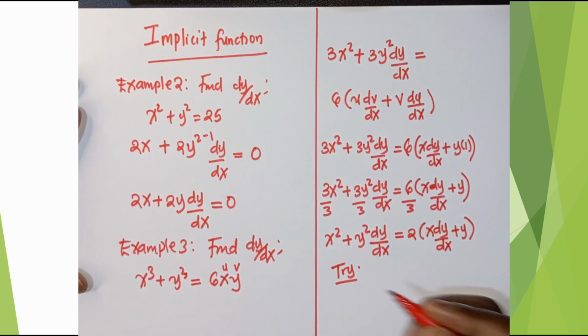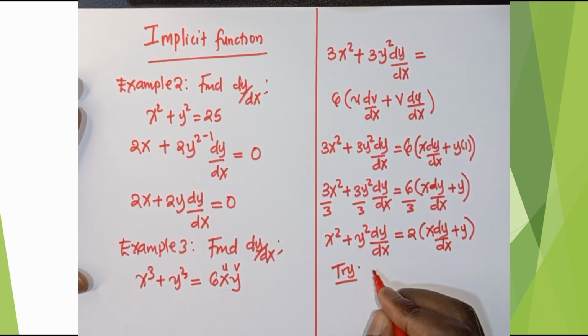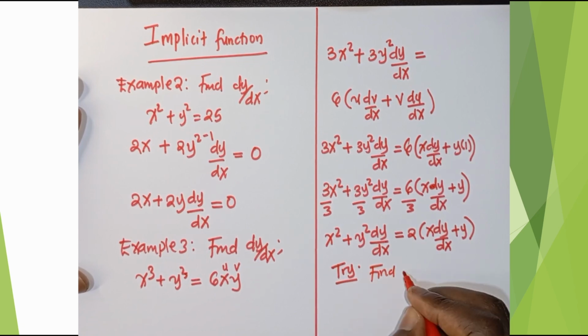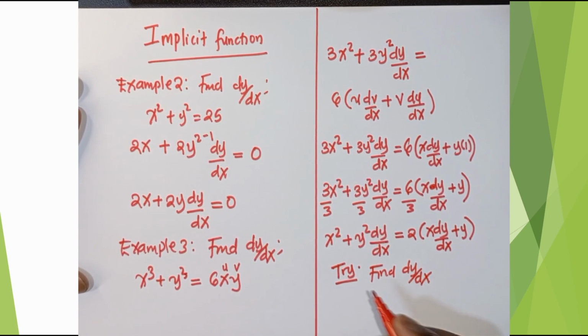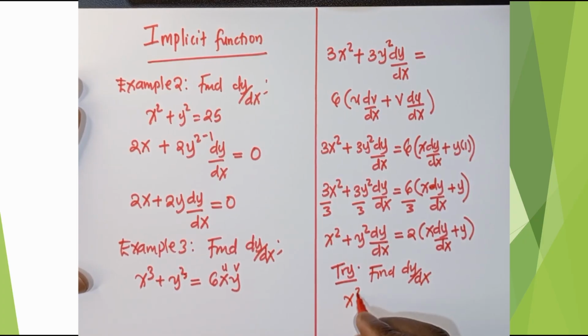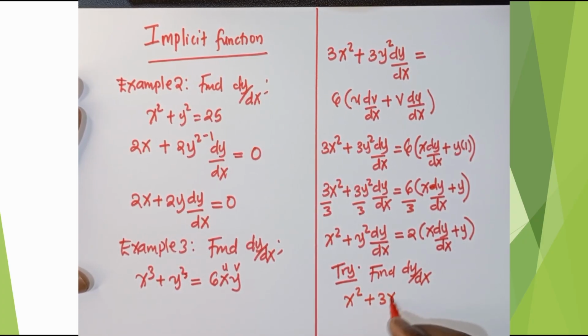Your trial question, the one that you are going to try, says, find dy by dx of what? This is it. x squared plus 3xy plus y squared is equal to 7. This is the one we are going to try. Yeah, this is how you differentiate something called the implicit function.